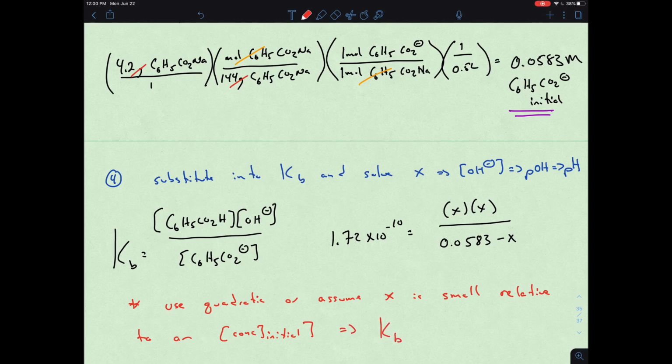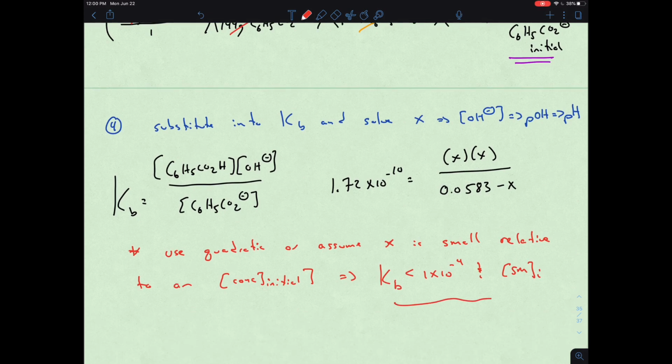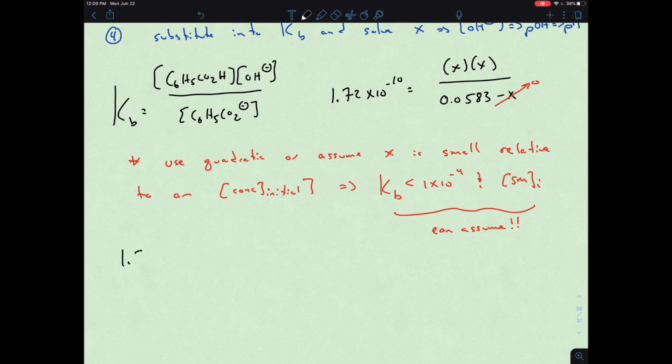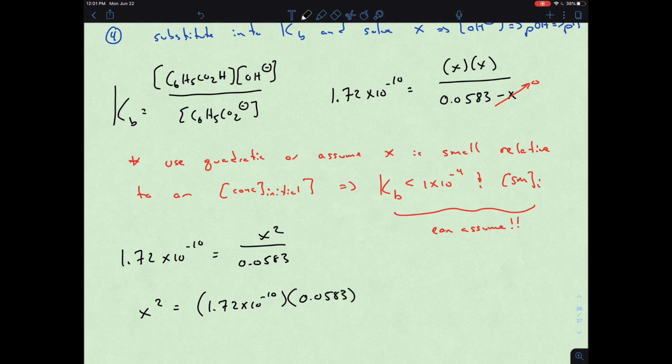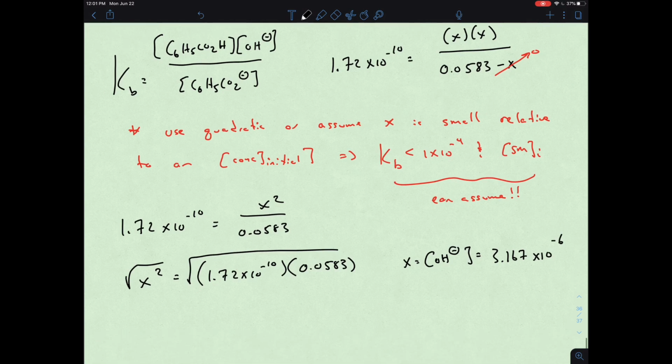Our Kb is less than 1 times 10 to the negative 4th, and we have starting material initial, so we can assume that x in the denominator is going to go to 0, and that makes life a little bit easier in solving for our x value. So we would get something that looks like this, right? Our x squared would be equal to the 1.72 times 10 to the negative 10th times our 0.0583, and we would want to take the square root of both sides. And x, which equals hydroxide, remember, is 3.167 times 10 to the negative 6th molar.